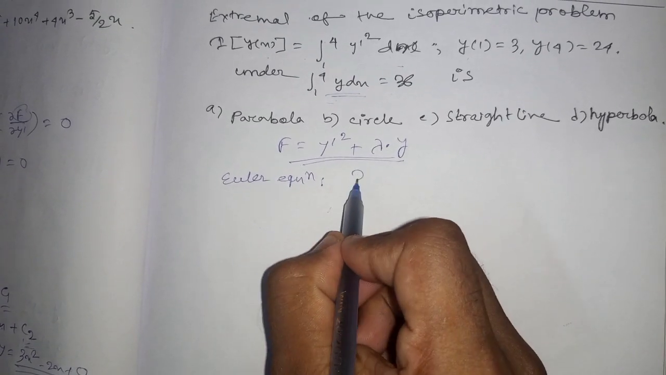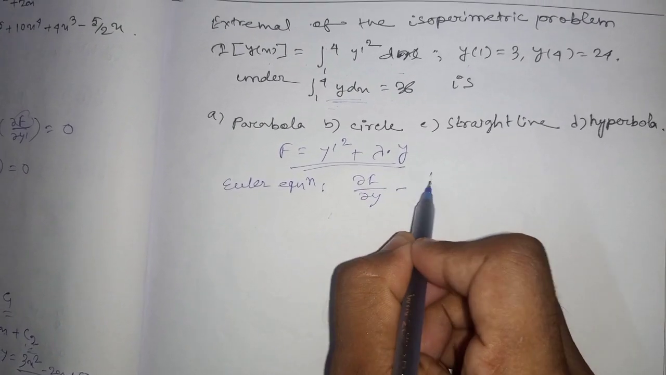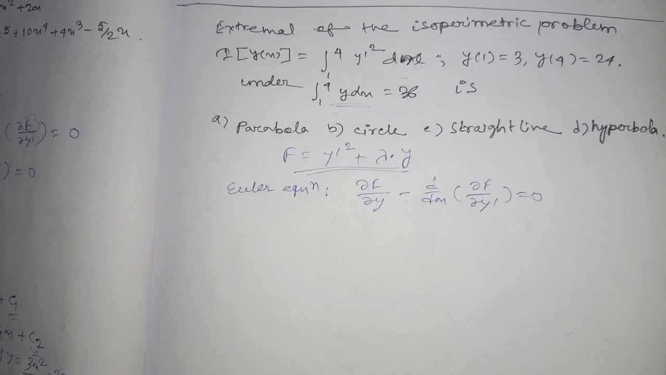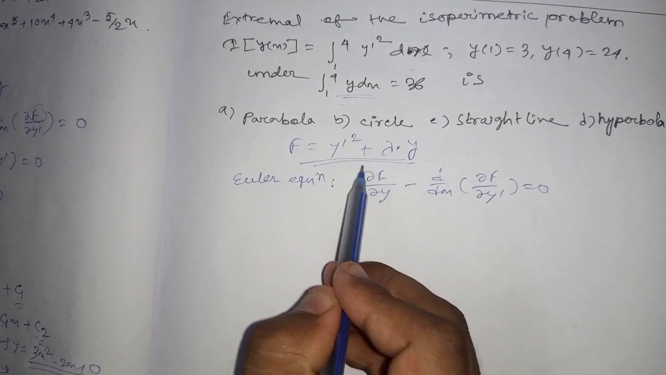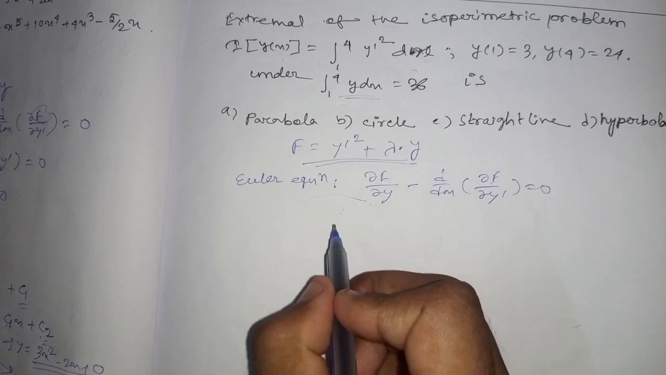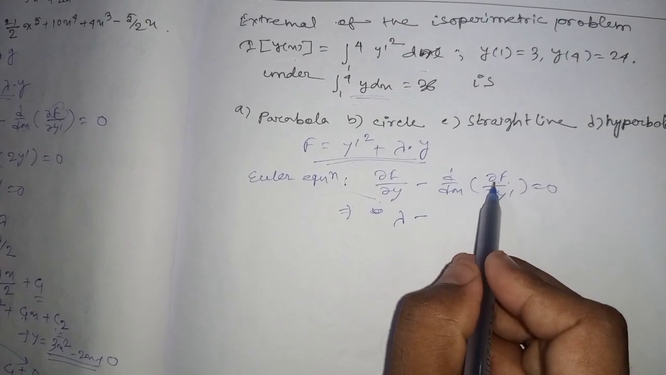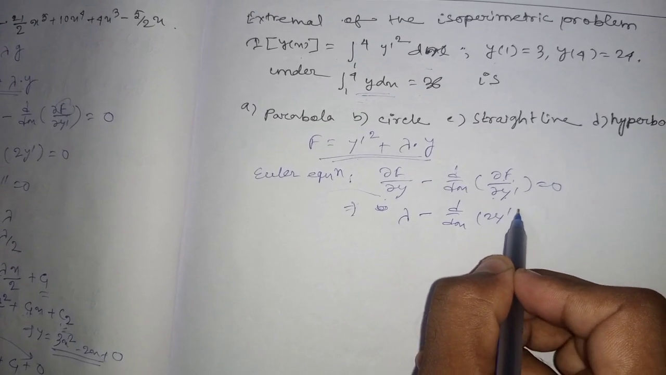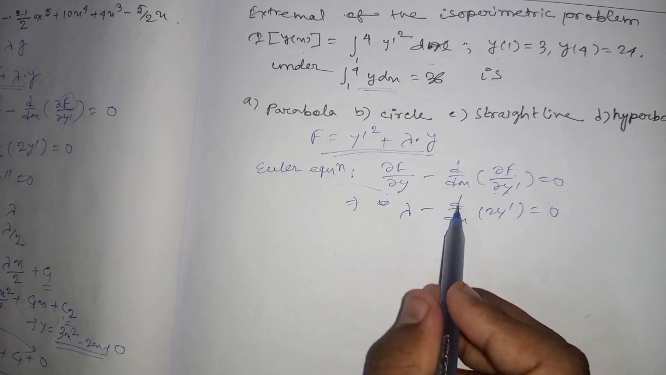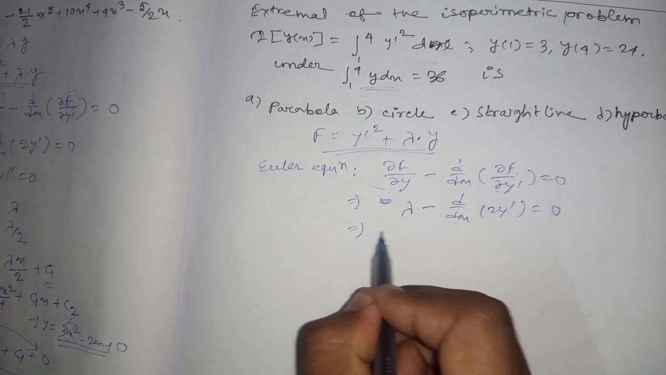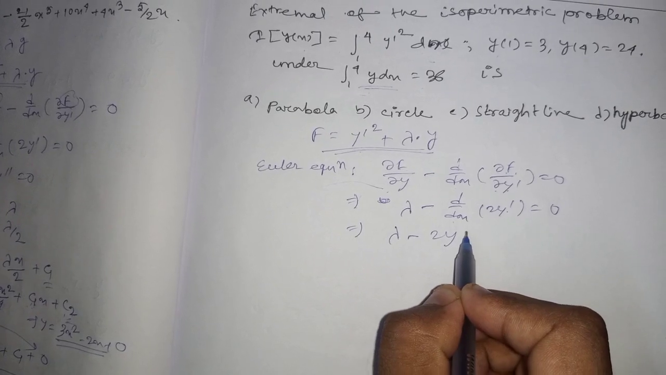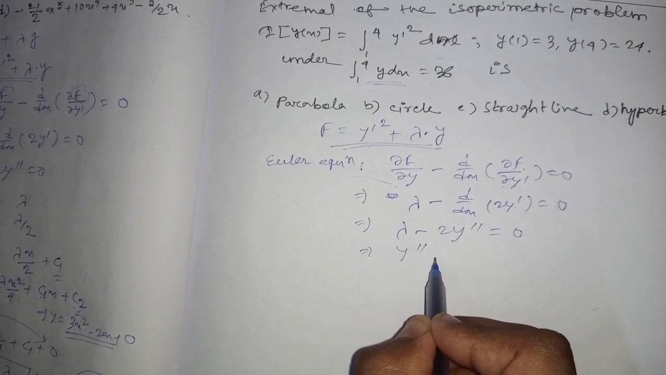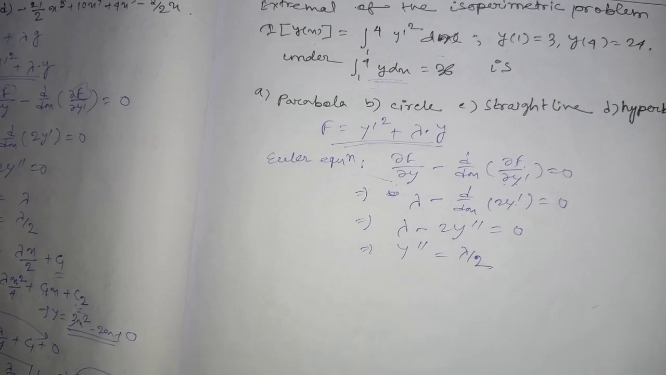Now use Euler equation. What is Euler equation? Del f by del y minus d dx of del f by del y dash equal to 0. Substitute this value here and here. We will get lambda minus d dx of del f by del y dash, that is d dx of 2y dash, equal to 0, right? And d dx of 2y dash is 2y double dash, so lambda minus 2y double dash equal to 0, that is y double dash equal to lambda by 2. Fine.